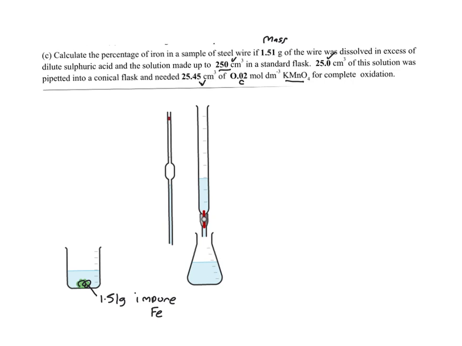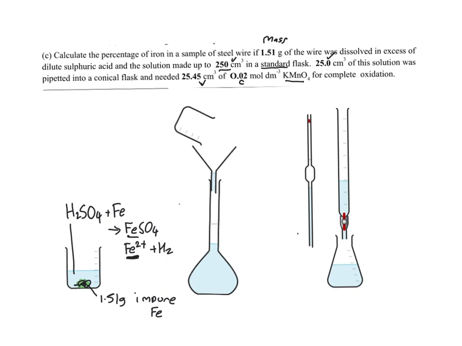We're dissolving that in an excess of sulfuric acid. So what is produced when the iron dissolves in the sulfuric acid? Well, the Fe gets converted into iron 2 sulfate. And that means the Fe has changed into Fe2+ ions. Now, the Fe2+ ions have been made up into a standard or volumetric flask. So we're now making a standard solution of our Fe2+ ions in 250 centimetres cubed in our volumetric flask.